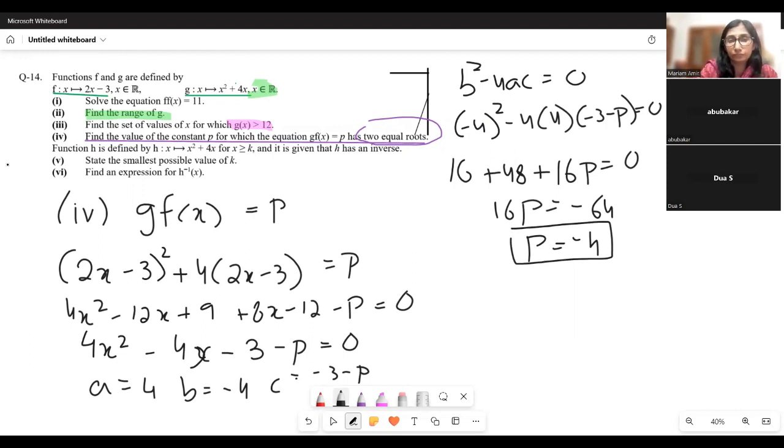Part 5. Function h is defined by h(x) equals x squared plus 4x when x is greater than or equal to k, and it is given that h has an inverse. Okay. h has an inverse. Find the smallest possible value of k.